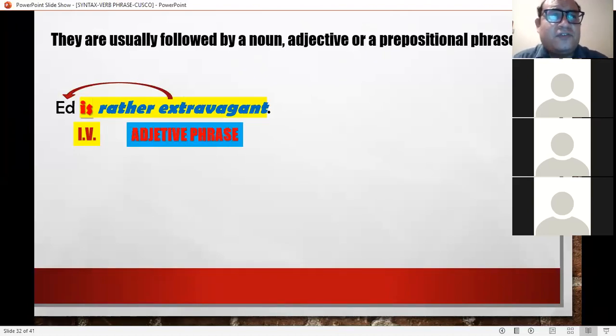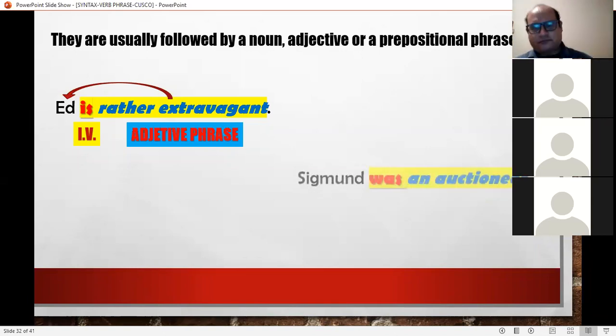It is rather extravagant. This is a copulative verb, remember. Copulative verbs give information about the subject. We call them subject complement. Rather extravagant, that is an adjective phrase, is the complement of the subject because we are giving information about the subject, not about the verb. We're not talking about the verb. We're talking about the subject. And that's why this is an intensive verb.